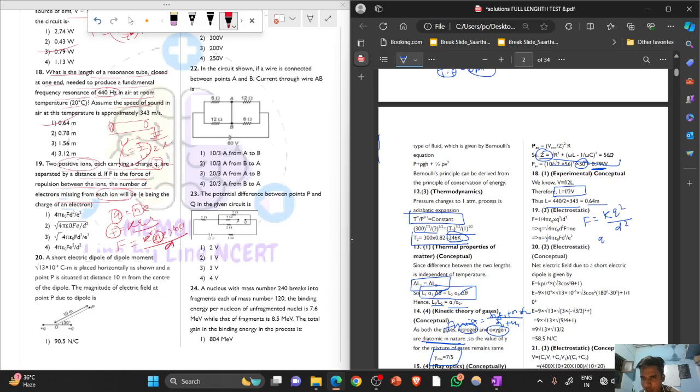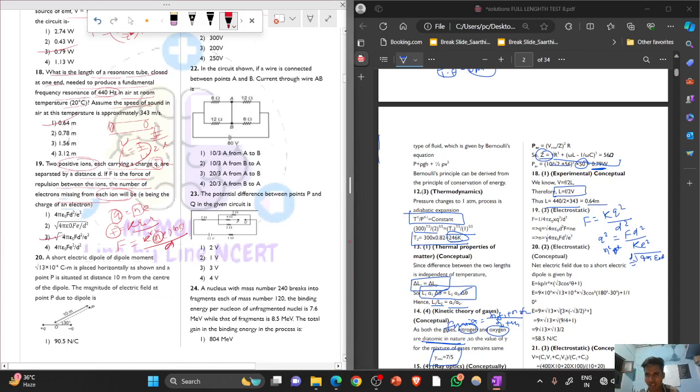After solving out, Q square equals FD square by K, and Q equals Ne, so N square E square. Putting the value, N comes out to be the under root of 4 pi epsilon naught into D square by E square. Option third will be your correct answer. Option first is not correct because the root will not come. It's simply asking you N, so option third is the correct answer.